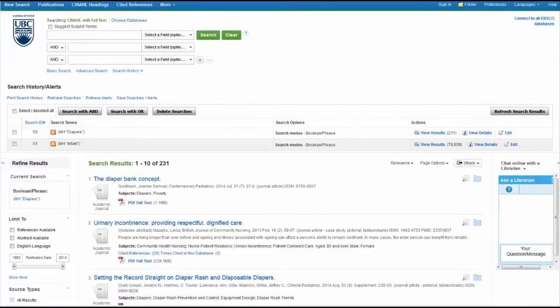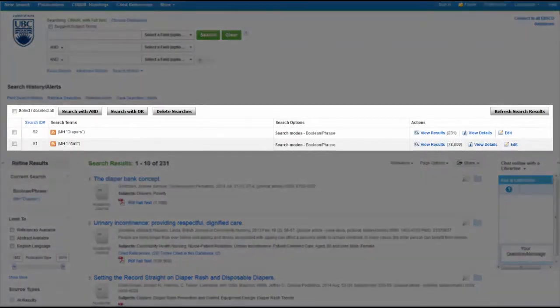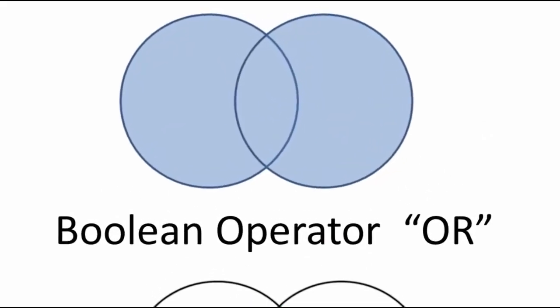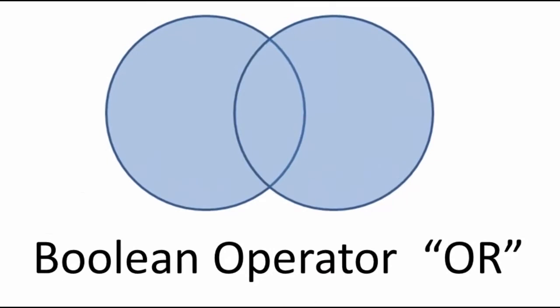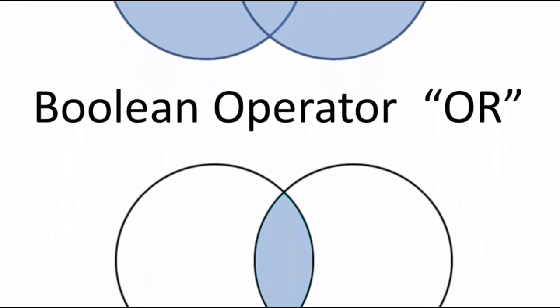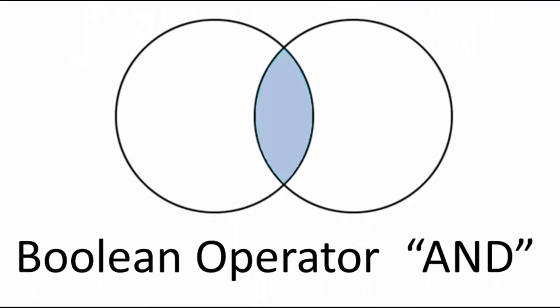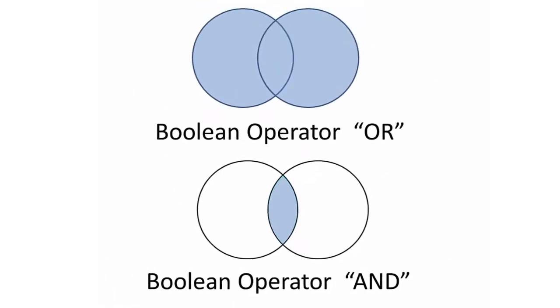Now that we have found two separate subject headings that we would like to search for together, we can combine both of them in our CINAHL search using the Boolean operator AND. Boolean operators are simple commands you may already be familiar with. They instruct the search engine how to combine and sort search terms in relation to each other.